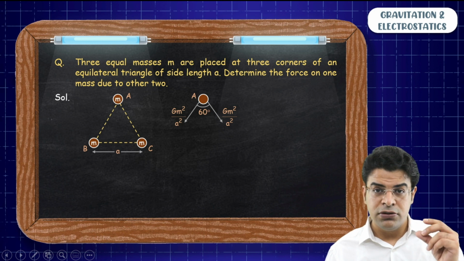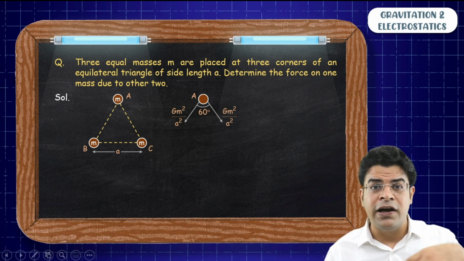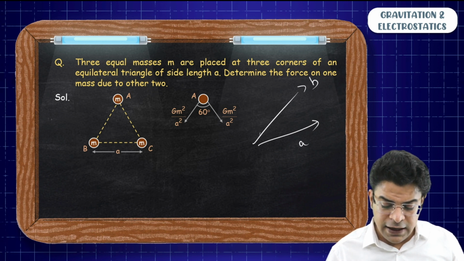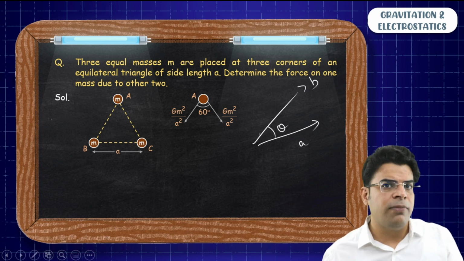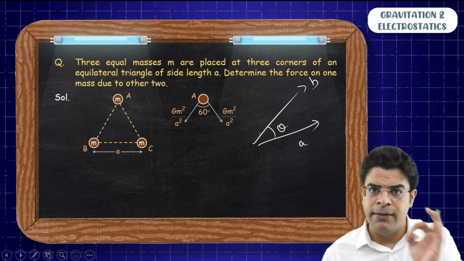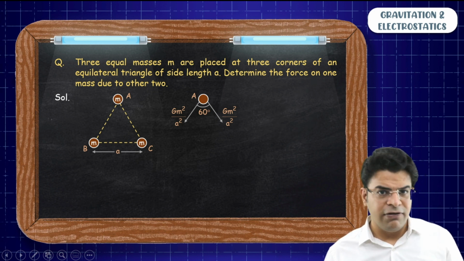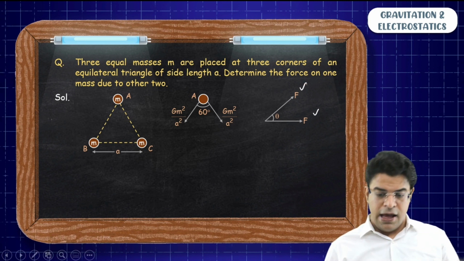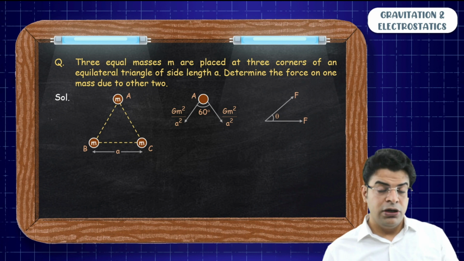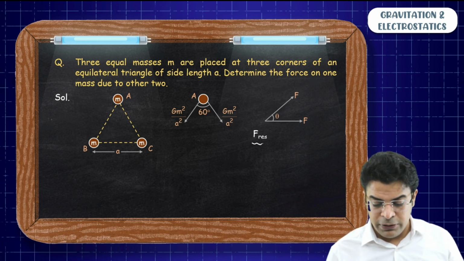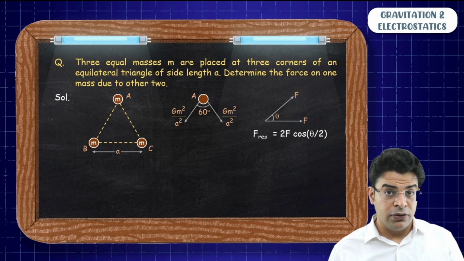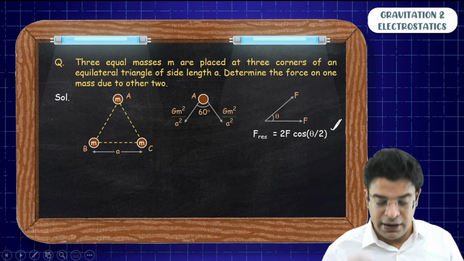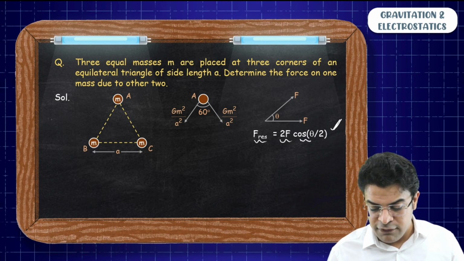Better use the method you learned to find the resultant of two vectors. If you have two vectors A and B inclined at some angle theta, then their resultant is given by under root of a square plus b square plus 2ab cos theta. And you have even learned that if you have two equal forces F, same magnitude F, inclined at angle theta, then the resultant force comes out to be 2F cos theta by 2. I told you this while teaching you vectors, as this is really important. So the resultant force will be 2F cos theta by 2.